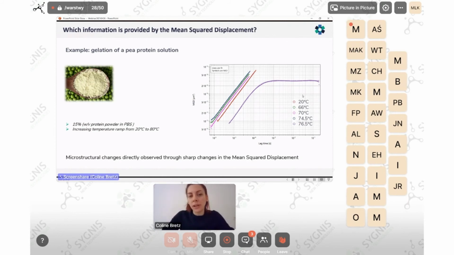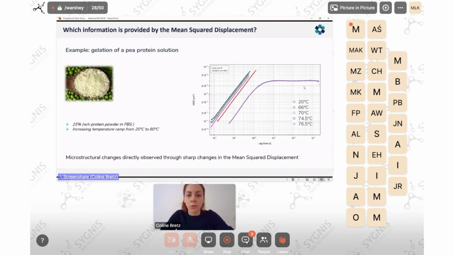Here we were working with a pea protein solution on which we wanted to record a gelation behavior. We know that pea protein solutions typically gel at high temperatures, around 80 degrees, and this is what we probed basically here. So we used the pea protein solution with a concentration of 15% in weight per volume, and they were suspended in a buffer, PBS, and then we increased the temperature from 20 degrees to 80 degrees by steps of about 2 degrees.